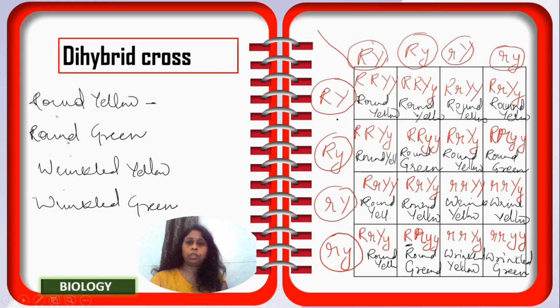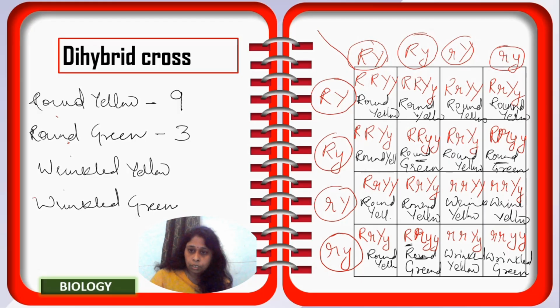Now how many round yellow are there? We have 1, 2, 3, 4, 5, 6, 7, 8 and 9. We have 9 round yellow. Then round green, how many round green are there? This one, 1, 2 and 3. We have 3 round green.